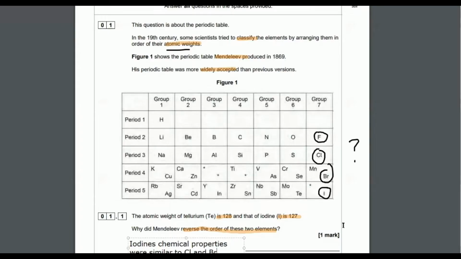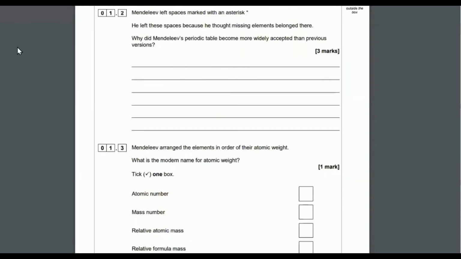We could say tellurium had similar chemical properties to some of the other group 6 elements. So there we go. One of the genius things about Mendeleev, and one of the things you need to revise about Mendeleev, one of the 3 things is that he arranged it in atomic weight, he left gaps, and he also took account of chemical properties.